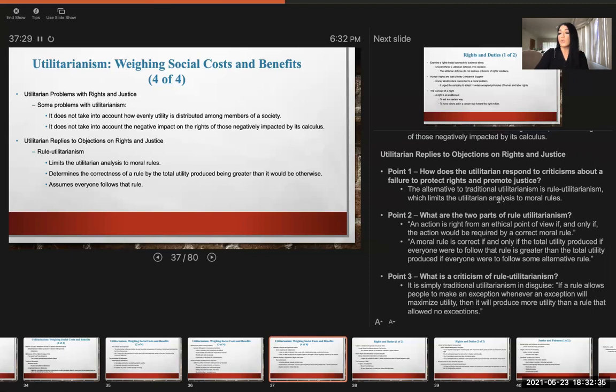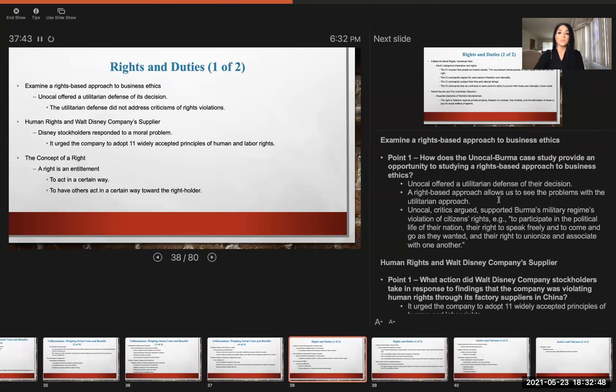What is the criticism of rule utilitarianism? Well, it is simply traditional utilitarianism disguised. If a rule allows people to make an exception whenever an exception will maximize utility, then it will produce more utility than a rule that would allow no exceptions.